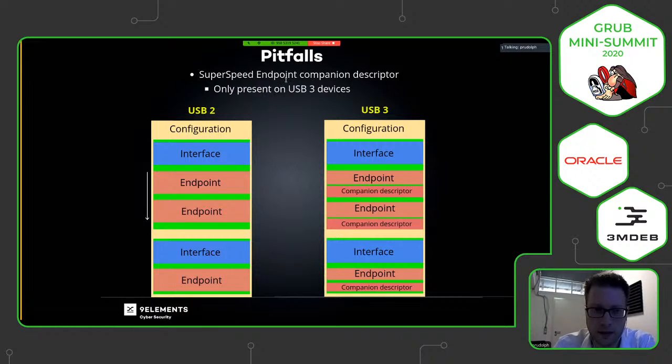On USB 3, there's a so-called super speed endpoint companion descriptor. And of course, it's placed after the endpoint descriptor. So this parsing and iterating doesn't work anymore. As soon as we ran our first test, it crashed in common code, and we were quite surprised by this. So that's something we also added support for: we skip over the companion descriptor, and then everything works fine.